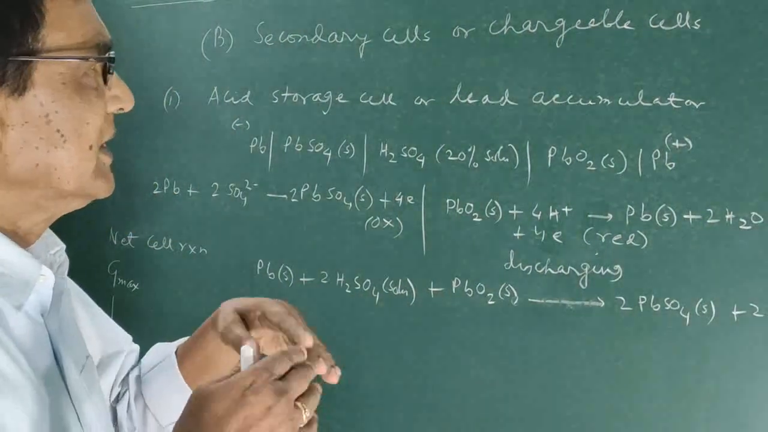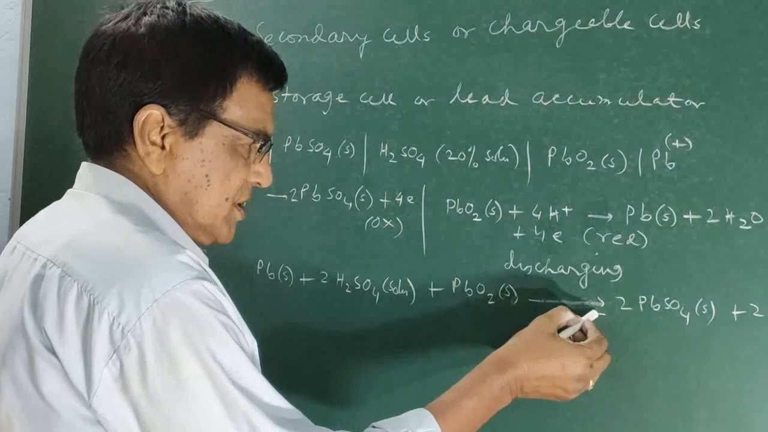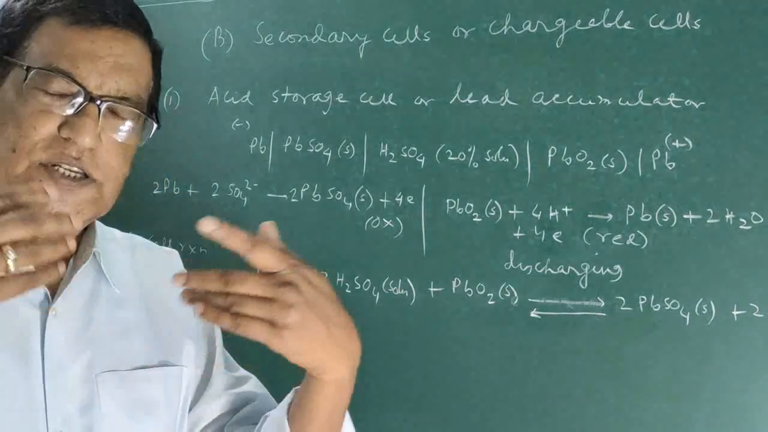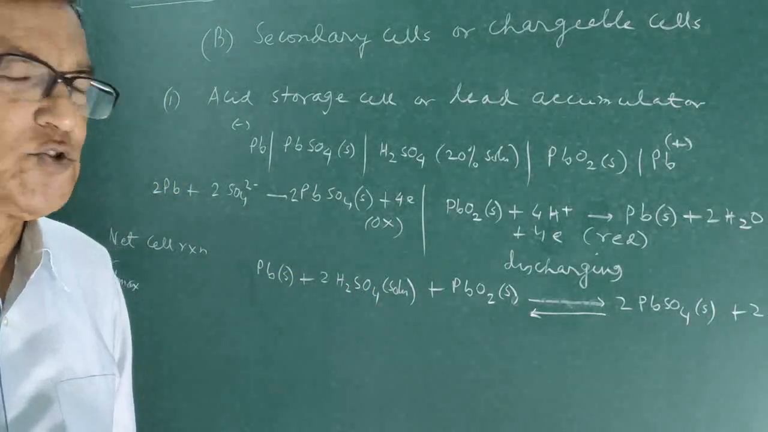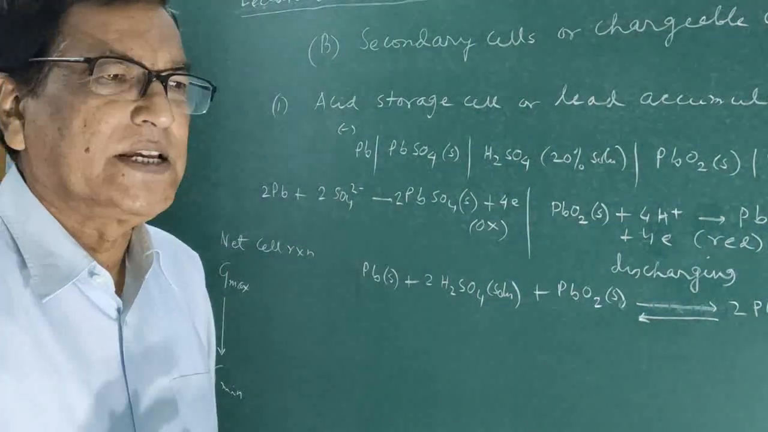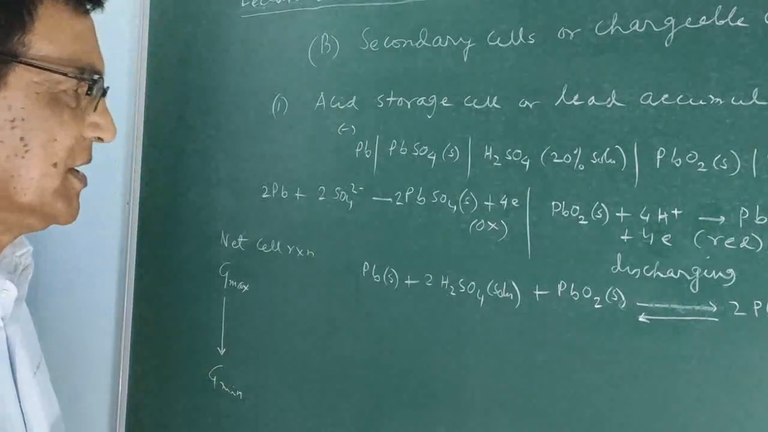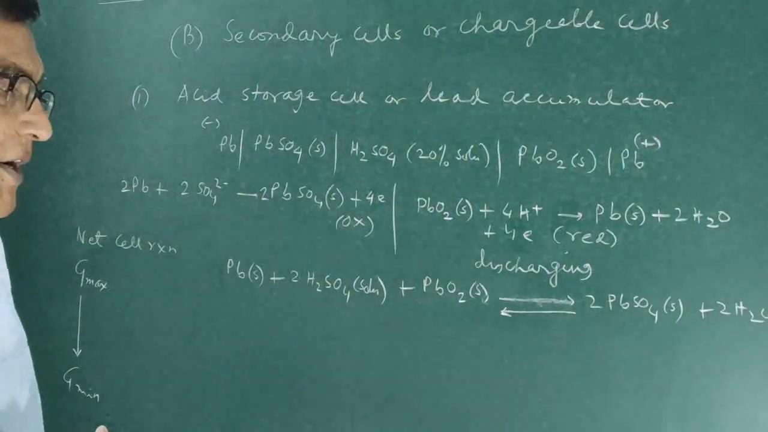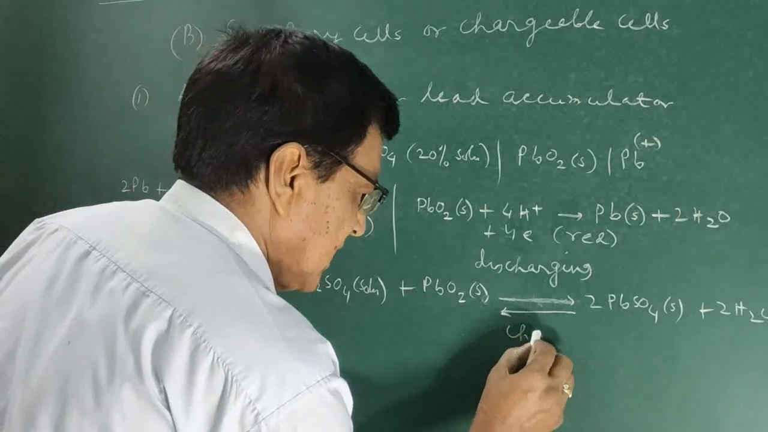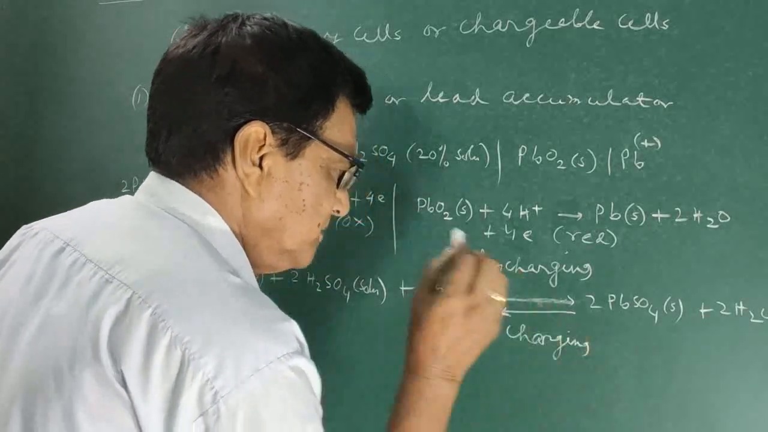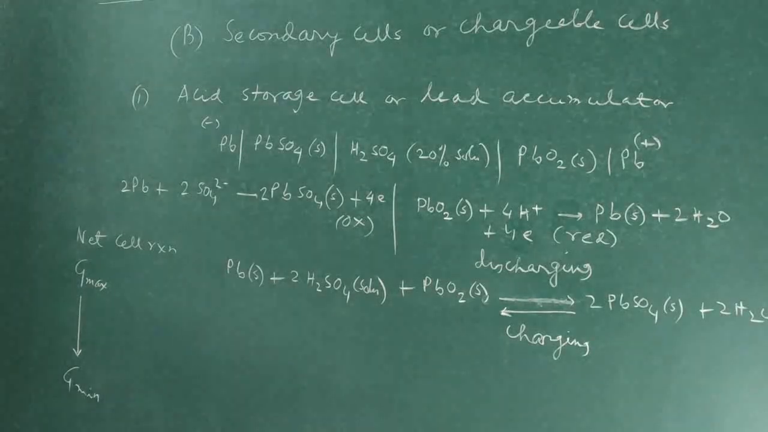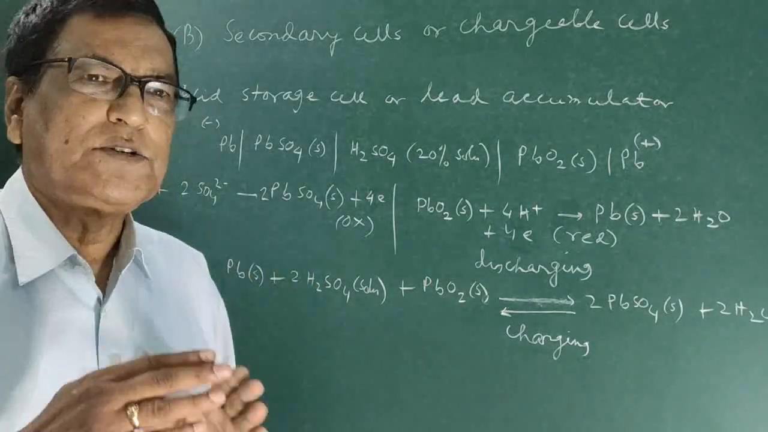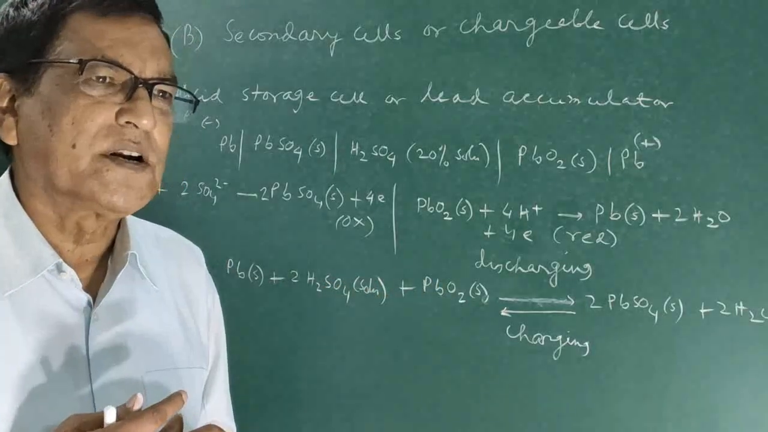Whenever the cell is totally exhausted, it can be recharged. It can be charged by connecting this cell with any external cell having a higher potential, so that this cell acts as an electrolytic cell, or by means of a simple charger. It is very interesting that this can be used again and again by charging and discharging. But I cannot say that once you purchase the cell it will last for a lifetime. It is not like that.